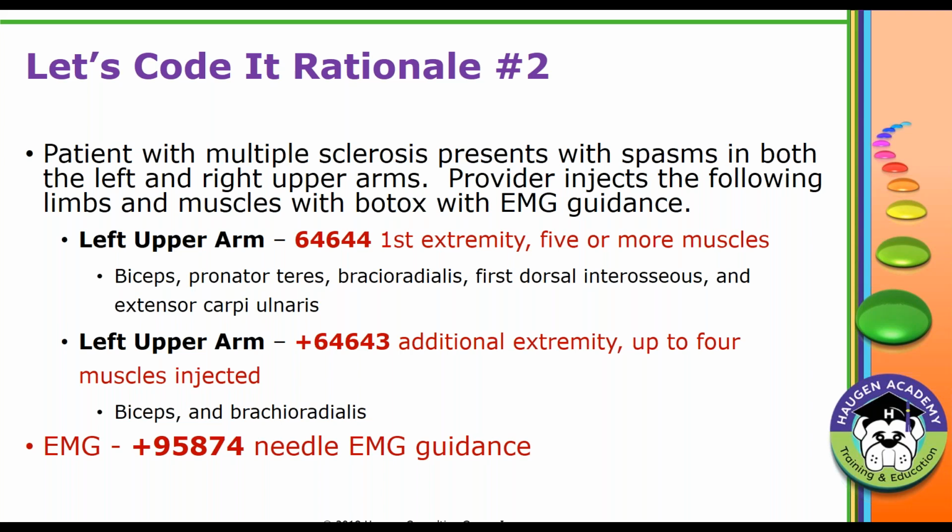So left upper arm, 64644, and this was 5 or more muscles, and then 64643, and then we have our add-on code of EMG guidance, 95874, for both of those extremities.